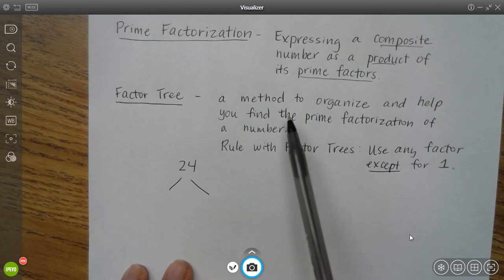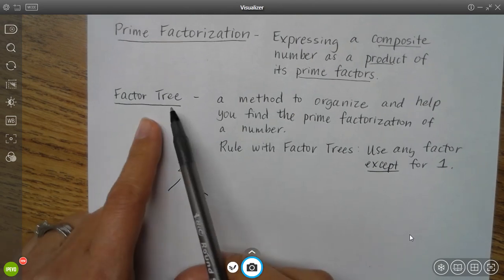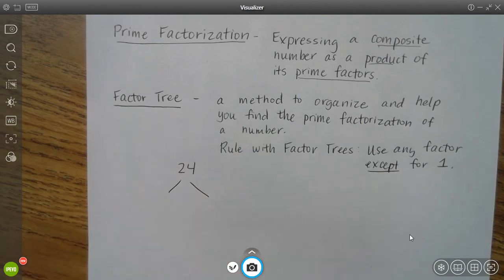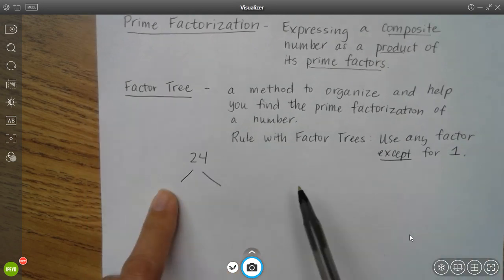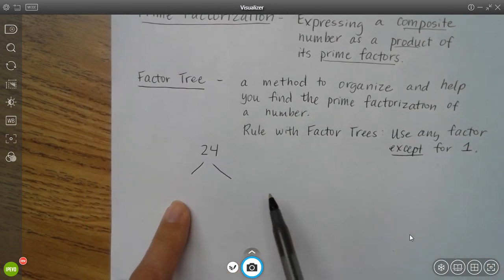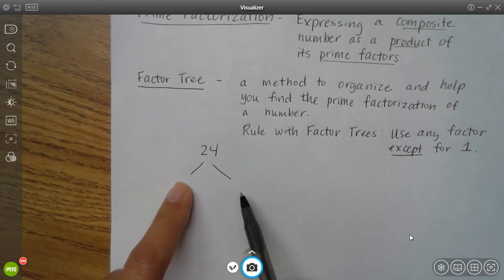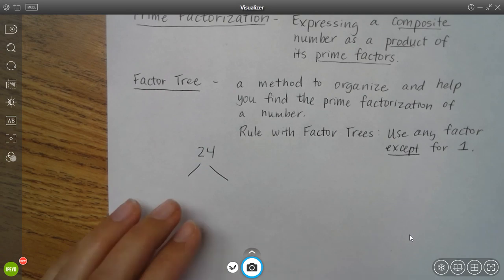Okay, how do we determine the prime factorization of a composite number? Well, we use a factor tree, and that is a method or a way to organize and help you find the prime factorization of a number. The rule here is you cannot use the number 1 when trying to determine those prime numbers, because if I used, here's my example, 24, and I use 24 times 1, I'm not going anywhere. I haven't gotten down to any prime numbers. So you can use any factor that is not 24.